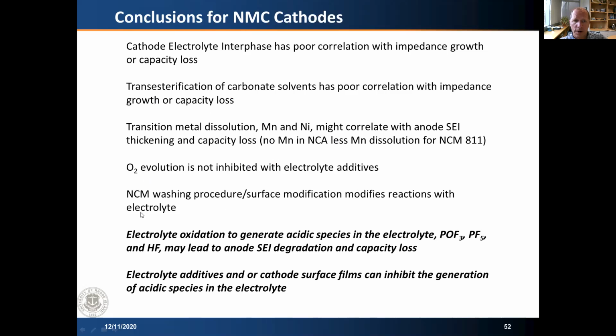It's also important to know that the NMC washing procedure and/or surface modification will clearly modify reactions with the electrolyte. However, it's also important to recognize that electrolyte oxidation to generate acidic species such as phosphorus oxyfluoride, PF5 and HF may lead to SEI degradation and capacity loss. Both electrolyte additives and cathode surface films can inhibit the generation of these acidic species in the electrolyte, and they also can inhibit transition metal dissolution.